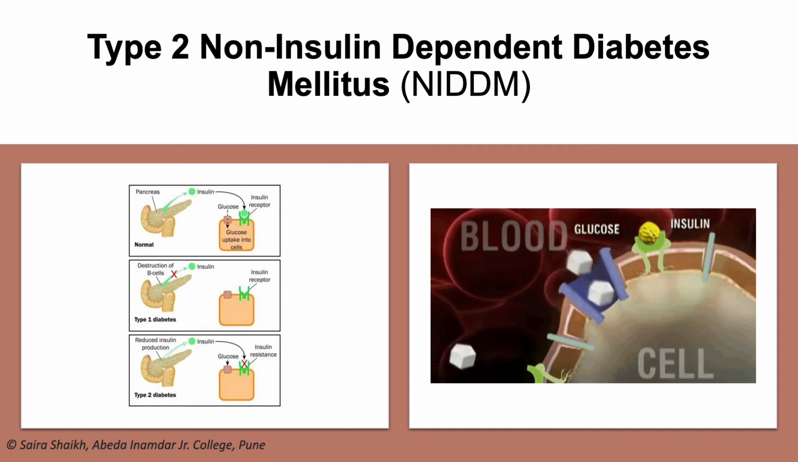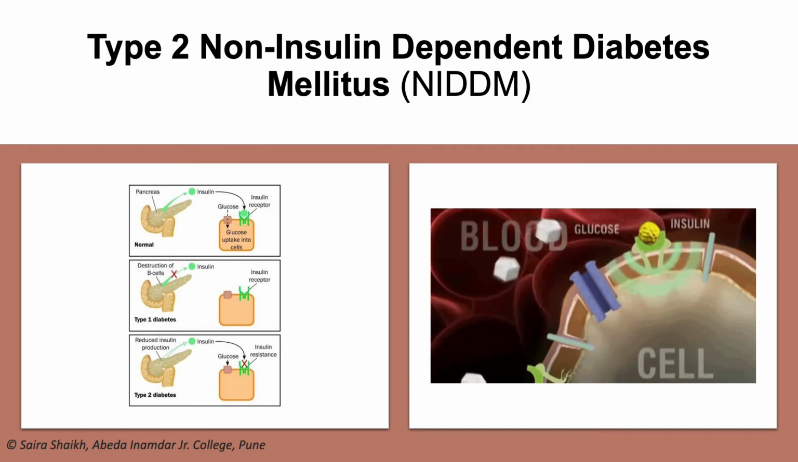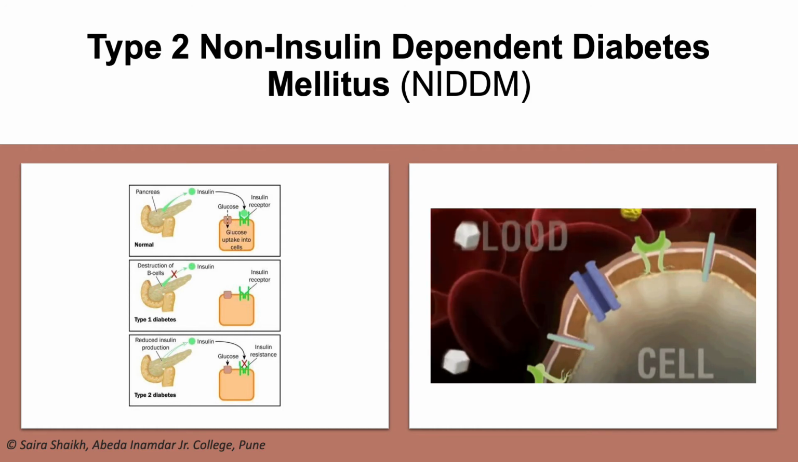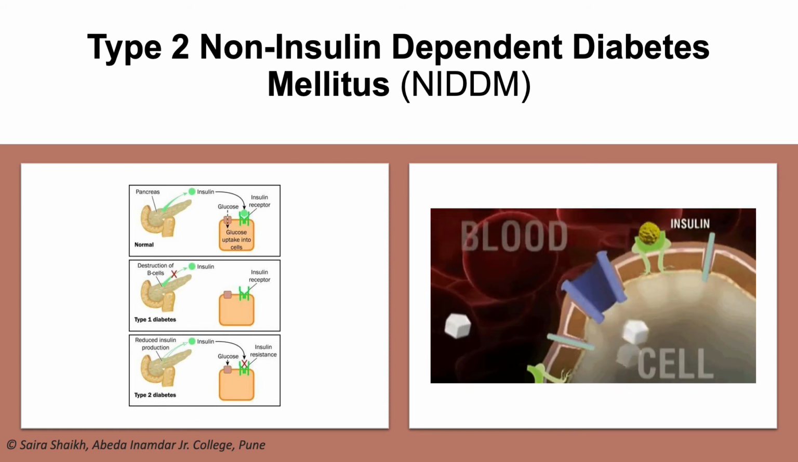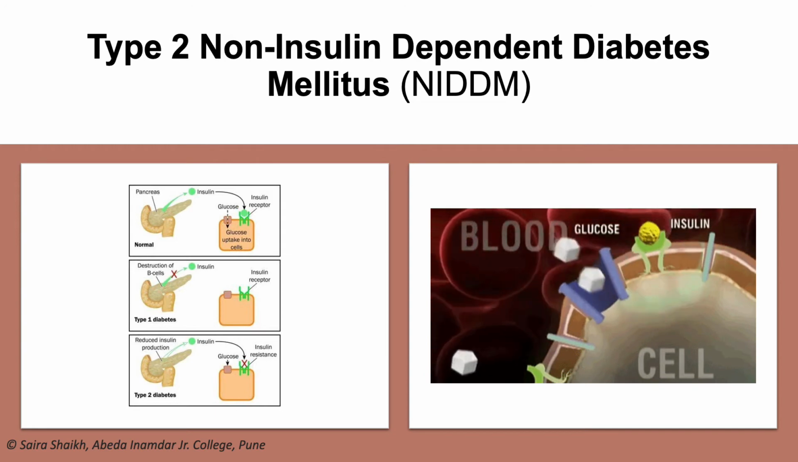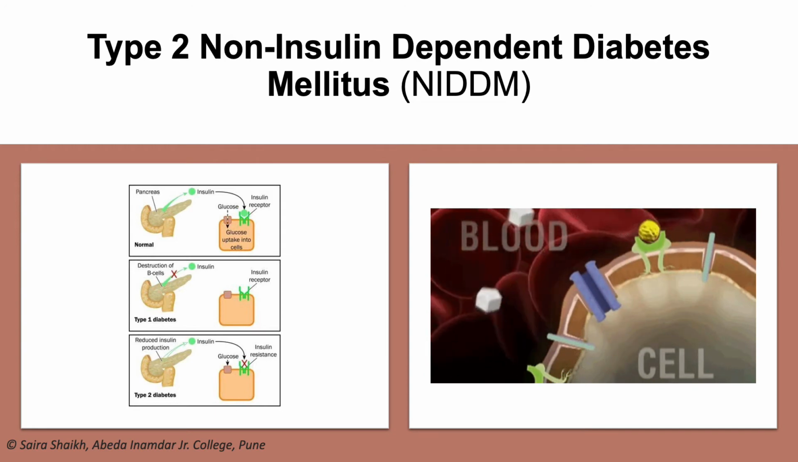Okay, this type 2 condition is formed when the glucose resistant cells are formed. Glucose resistance means here even though the insulin is present, the glucose is not absorbed into the cell.